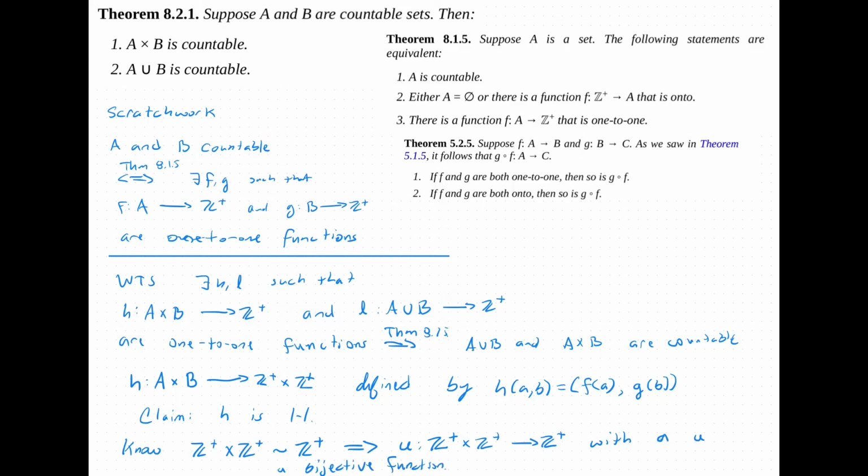But then, if we take the composition of h with u, in other words, we are now looking at u composed with h, that's a function from the Cartesian product of A with B. So we take first h, and so we get to the positive integers Cartesian product themselves, and then we apply u, which sends us to the positive integers. So the composition is a function going to the positive integers, and this is going to be 1 to 1 by theorem 5.25.